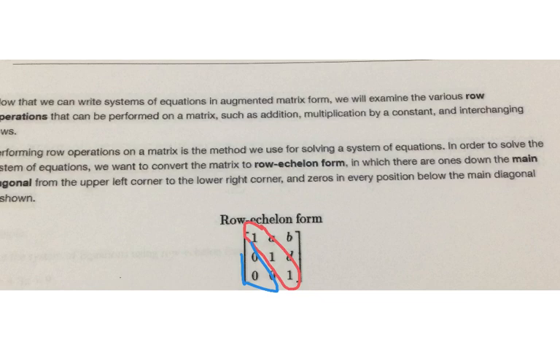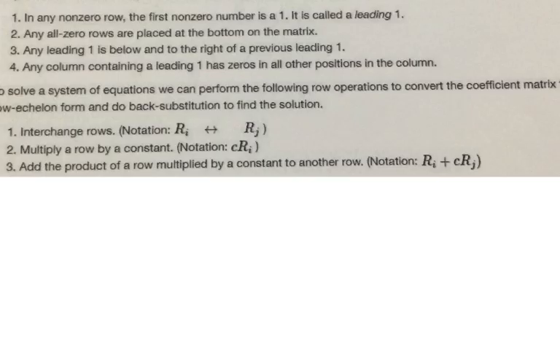We use row operations corresponding to equation operations to obtain a new matrix that is row equivalent in a simpler form. Here are the guidelines to obtaining a row echelon form. 1, in any non-zero row, the first non-zero number must be a 1. It's called a leading 1. So basically, the first coefficient that's not a 0 must be a 1. Right? It either has to be a 0 or 1.